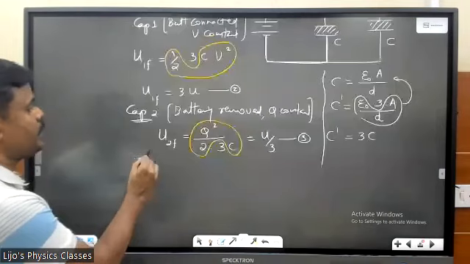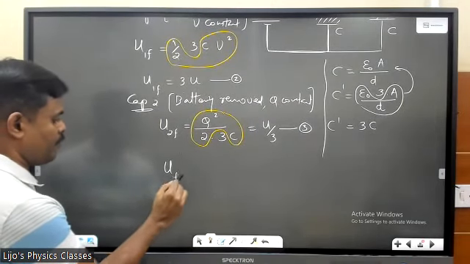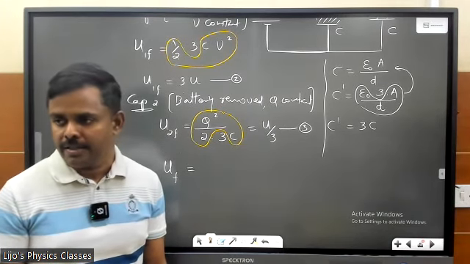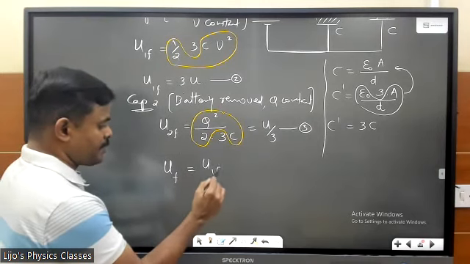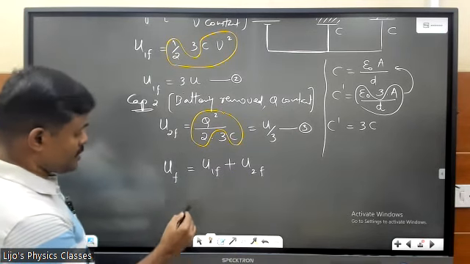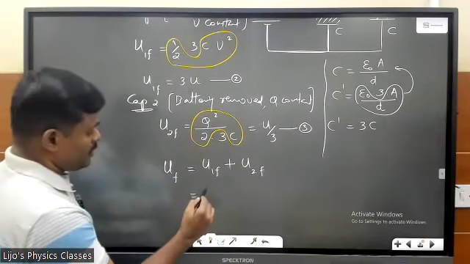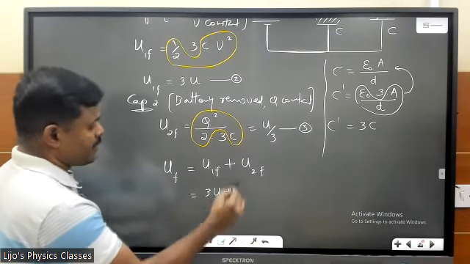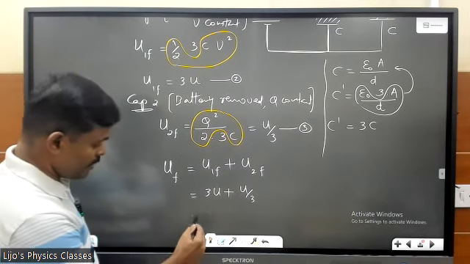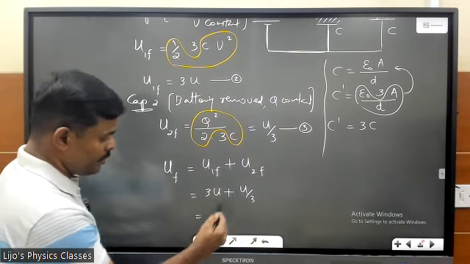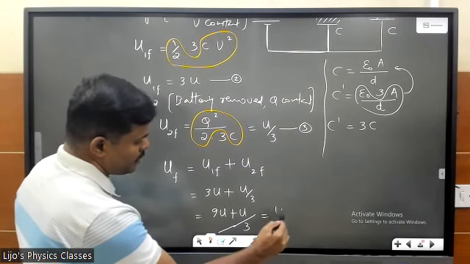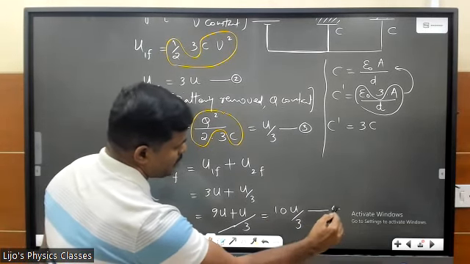Then having obtained U1F and U2F, you can find the U final, energy of the final configuration. How to get it? U1F plus U2F, right? U1F, first capacitor's final energy plus second capacitor's final energy. First capacitor's final energy is what? 3U. Second capacitor's final energy is what? U by 3. Take them together now. What do we get? 3 comes here, no? 9U plus U by 3. That's going to give you 10U by 3, equation number 4.